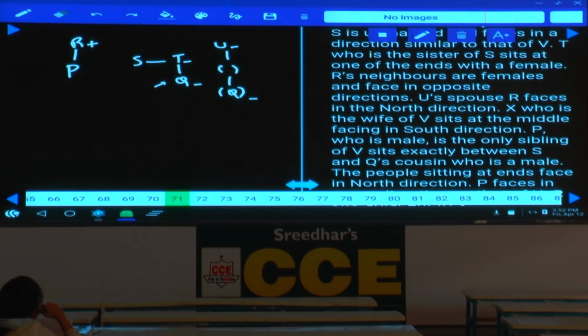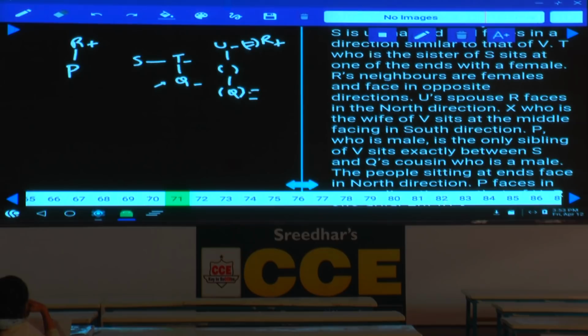U's spouse is R. Now U and R are married to each other. U is a female and R is a male, and one of U and R's children is P, isn't it? The next one, U's spouse R faces in the north direction, and R is facing towards north. And at the same time, Q is the wife of V.